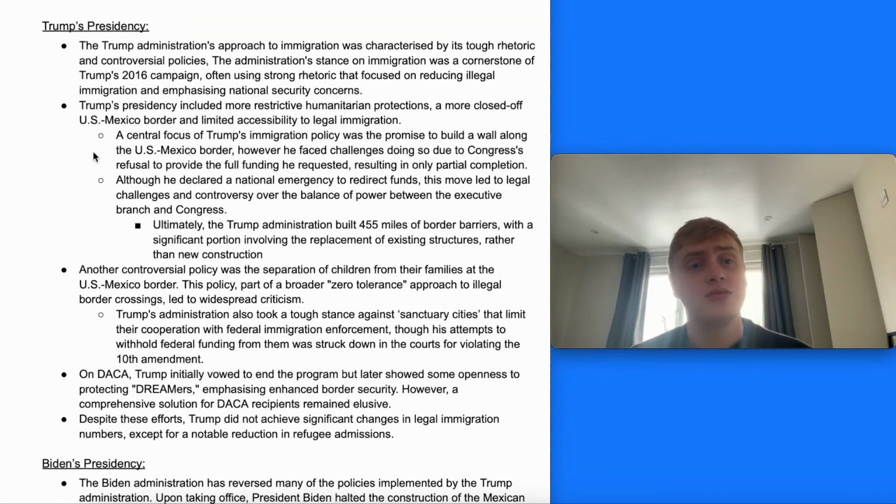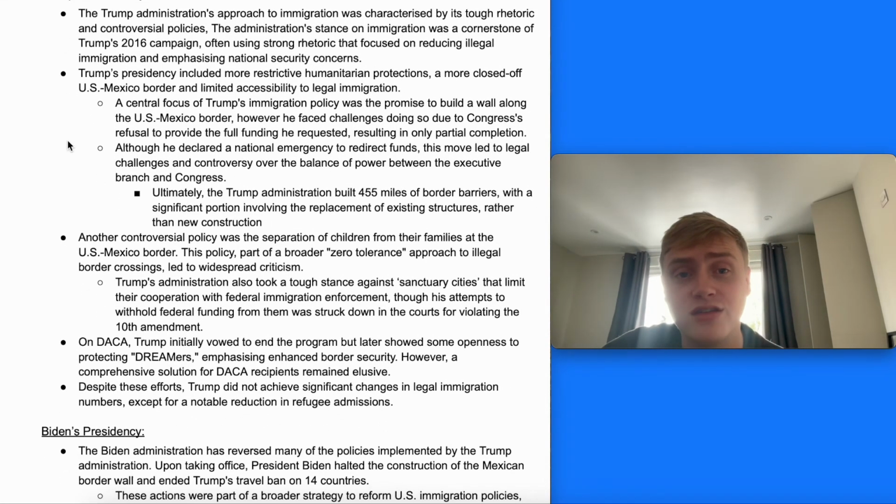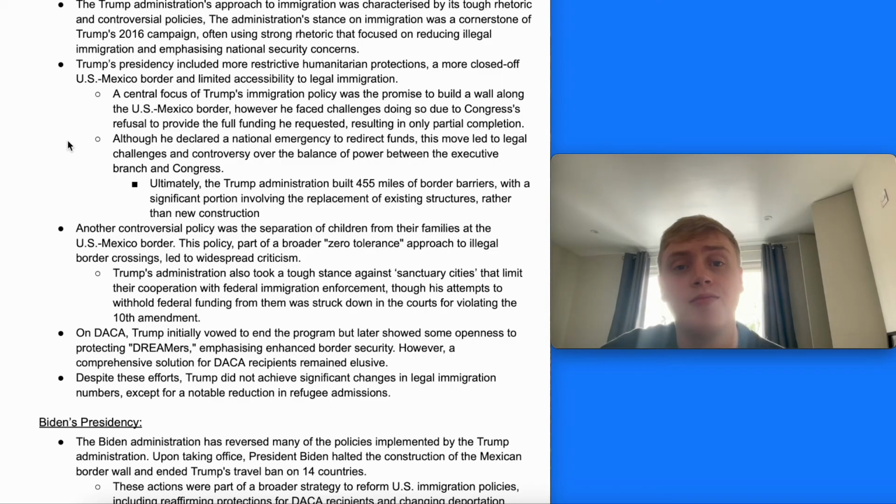Under Trump, the Trump administration's approach to immigration was characterized by its tough rhetoric and controversial policies. The administration's stance on immigration was a cornerstone of Trump's campaign, often using strong rhetoric that focused on reducing illegal immigration and emphasizing national security concerns. Trump's presidency included more restrictive humanitarian protections, a more closed-off US-Mexico border, and limited accessibility to legal immigration.